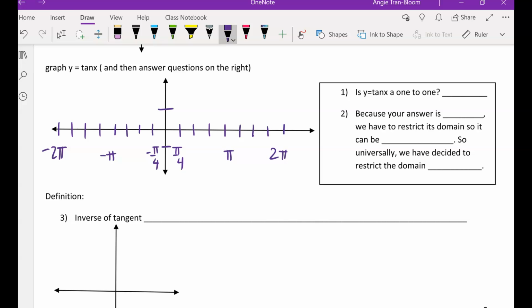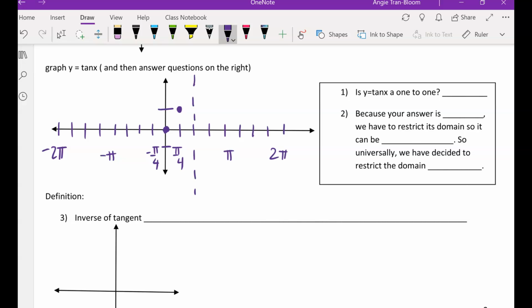Tangent at 0. What is it? Is it 0 or undefined? I heard both. 0. Okay, so tangent at 0 is 0. What's tangent of pi over 4? That's 1. What's tangent of pi over 2? Undefined. We use an asymptote.